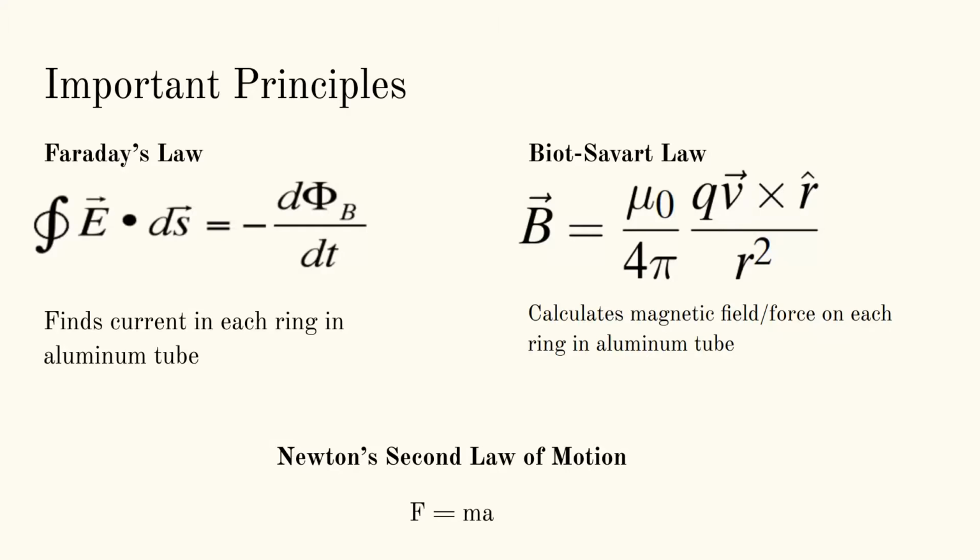Such principles include Faraday's law, which calculates the current on each pole, rings for this scenario, of the falling magnet, alongside Biot-Savart law, which calculates the magnetic field, and consequently forces, on each ring. A supporting principle is Newton's second law of motion, which states the force is the product of mass and acceleration.